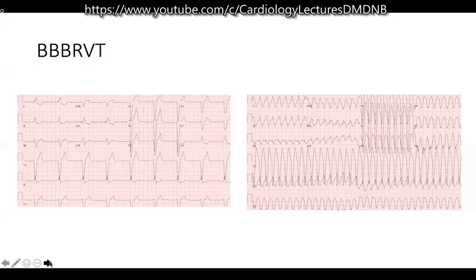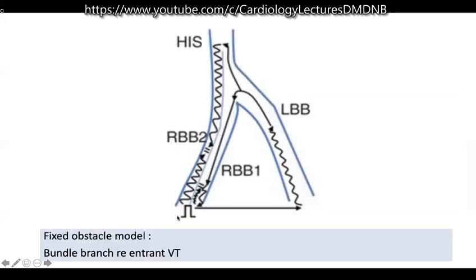How can this happen? This usually happens in the setting of a diseased conduction system. So what really happens is, suppose I deliver a premature ventricular complex from the right ventricle. The normally conducting right bundle doesn't allow it to ascend up. So in turn, this premature ventricular complex exits from the myocardium, traverses the interventricular septum, and ascends the left bundle. So this forms a circuit, and this is called bundle branch reentry ventricular tachycardia.